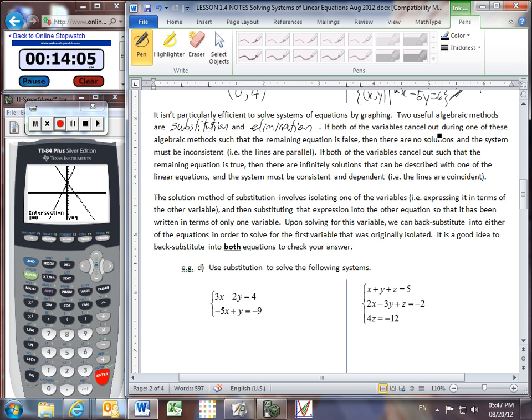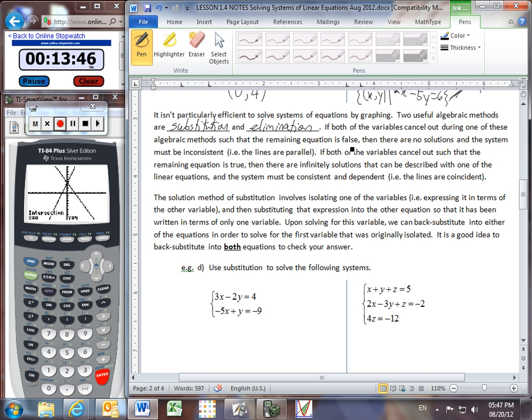If your remaining equation is false, like 2 equals 7, or something ridiculous like that, well then, 2 is never equal to 7. That can't be true for any values of x and y. Thus there are no solutions. And that must mean that the system is inconsistent.